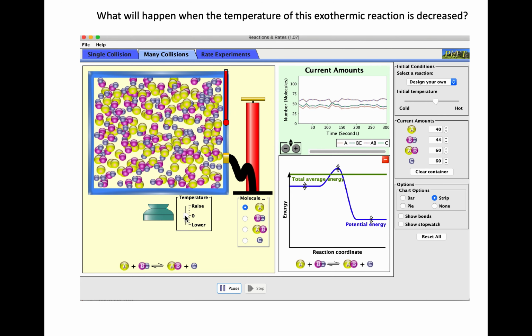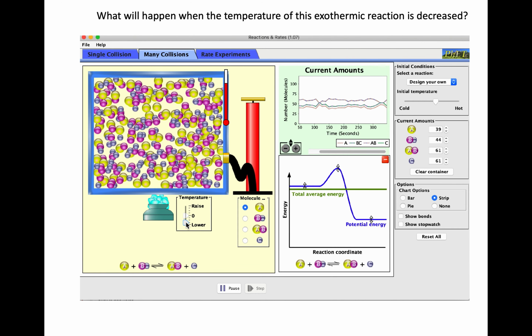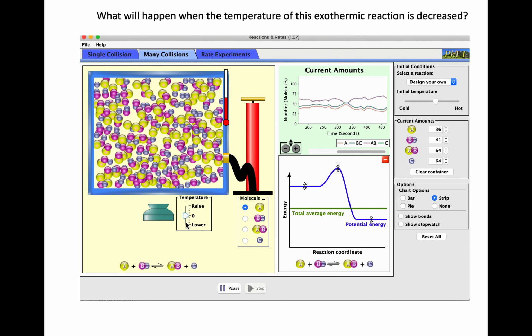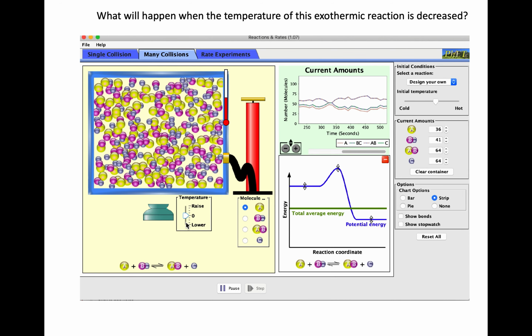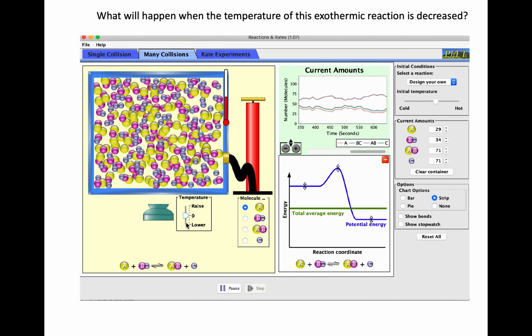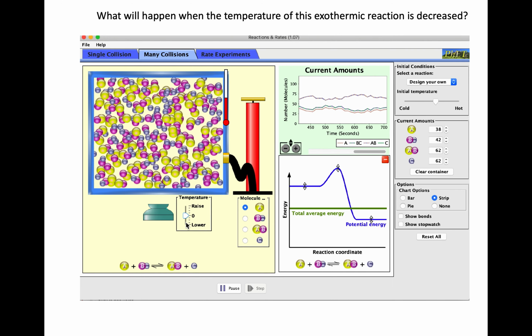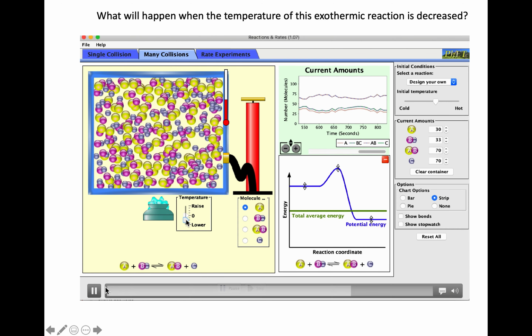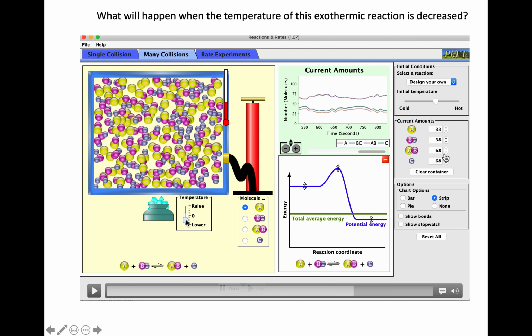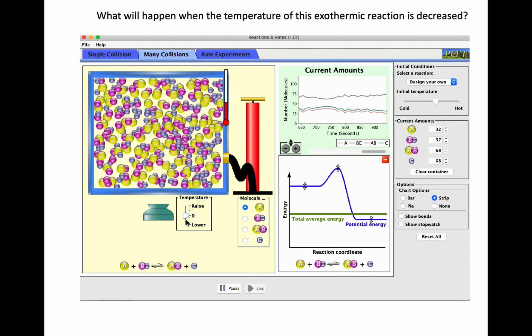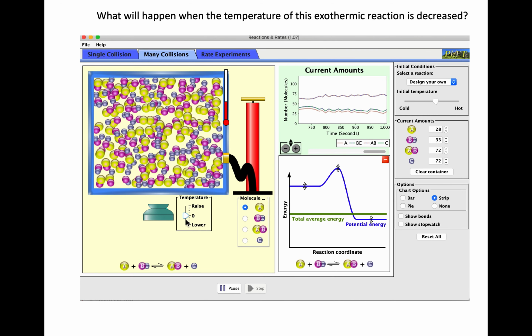But we can change the temperature. Lowering the temperature. If we look at the strip diagram at the top there, or if we look at the current amounts, what we find is that we've increased the amount of the products. For this exothermic reaction, we've increased the products by lowering the temperature. It's pretty clear with the data being shown right now.